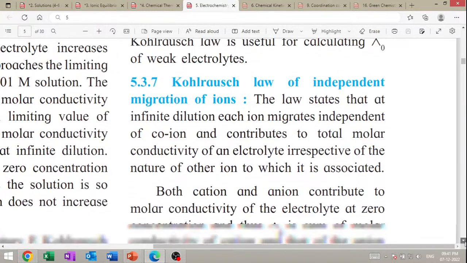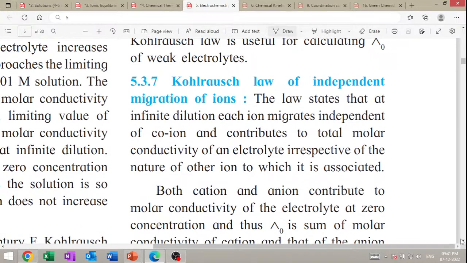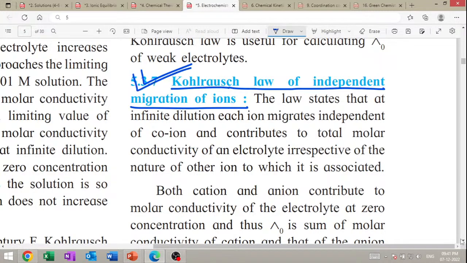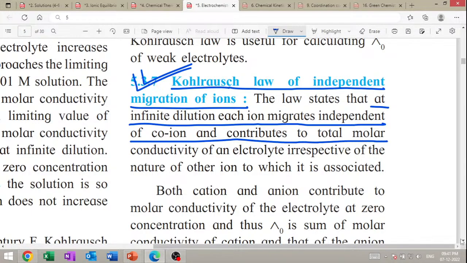Yes, this is the Kohlrausch law of independent migration of ions. This is very, very important. The statement is that the law states that at infinite dilution each ion migrates independent of co-ion and contributes to the total molar conductivity of an electrolyte.